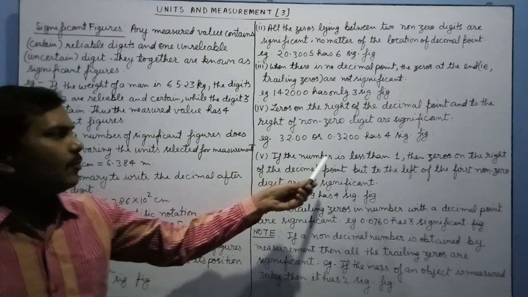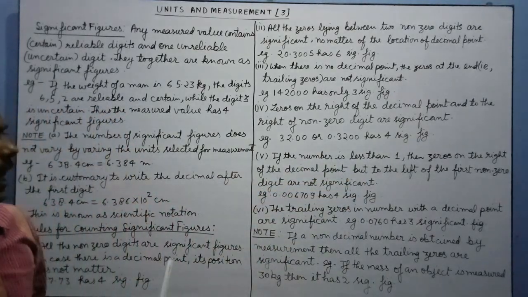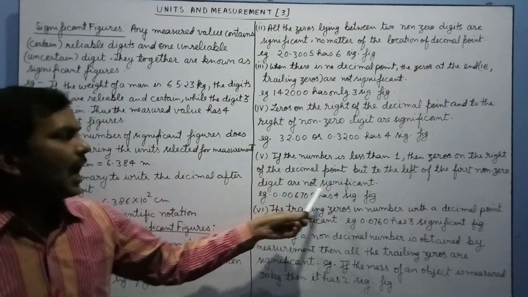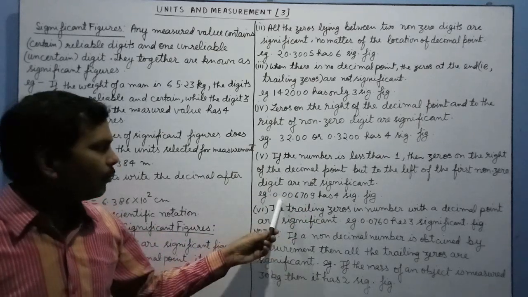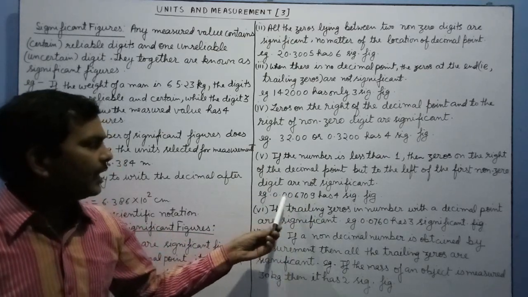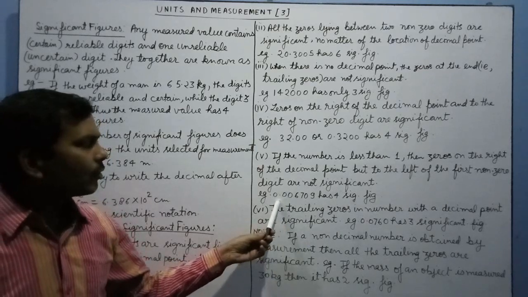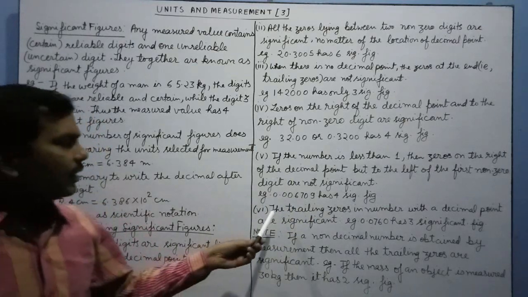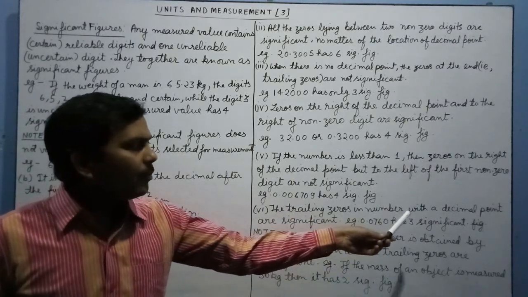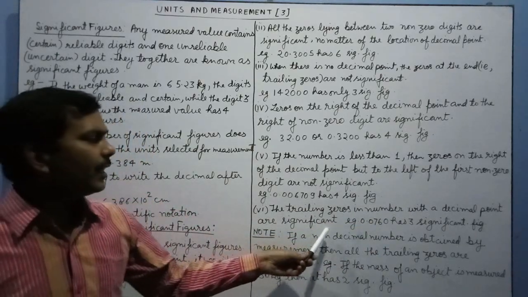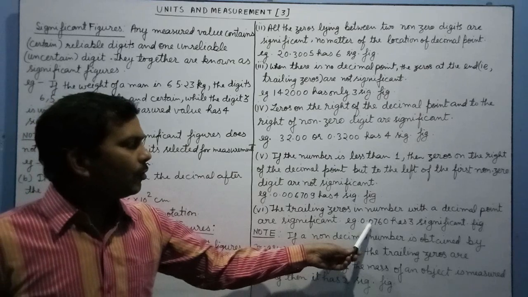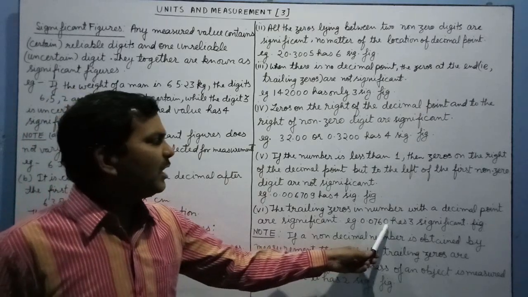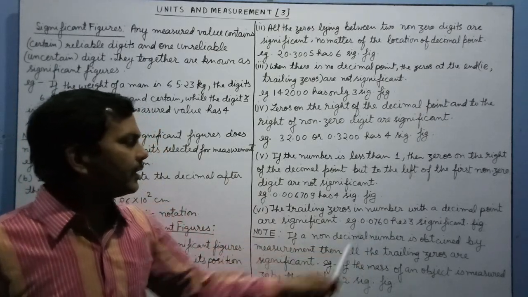Next, if the number is less than 1, then the zeros to the right of the decimal point but to the left of the first non-zero digit are not significant. For example, 0.006709. Here these two zeros are insignificant. So this number has 1, 2, 3, 4 significant figures. The trailing zeros in a number with a decimal point are significant. Example, 0.0760 has 3 significant figures because this zero is significant and this zero is insignificant.